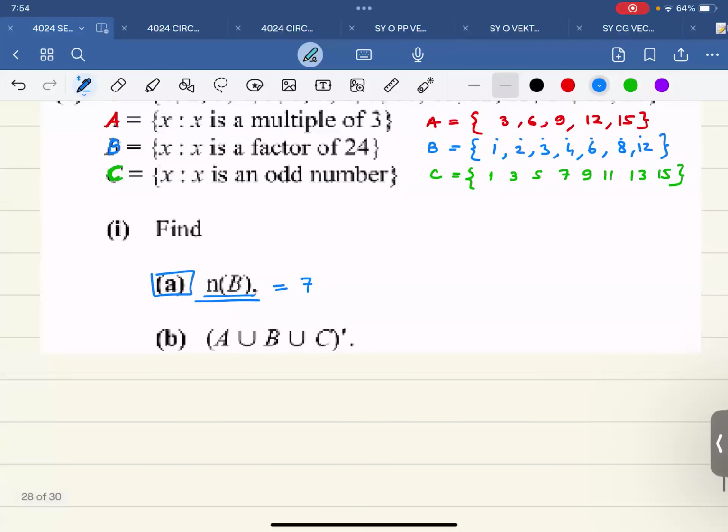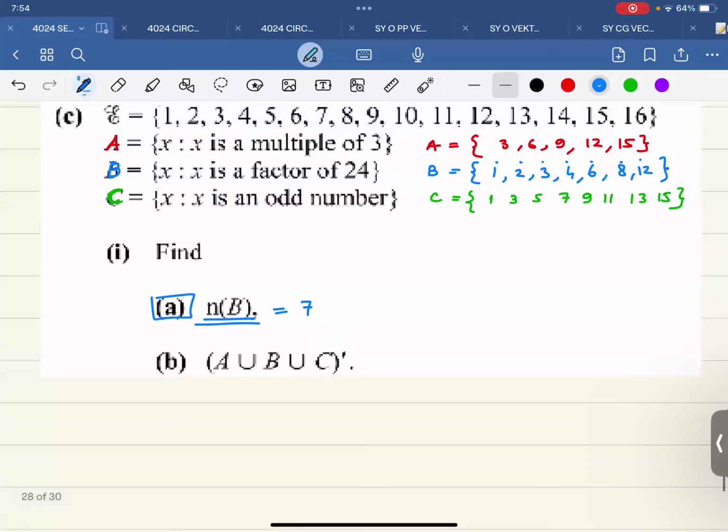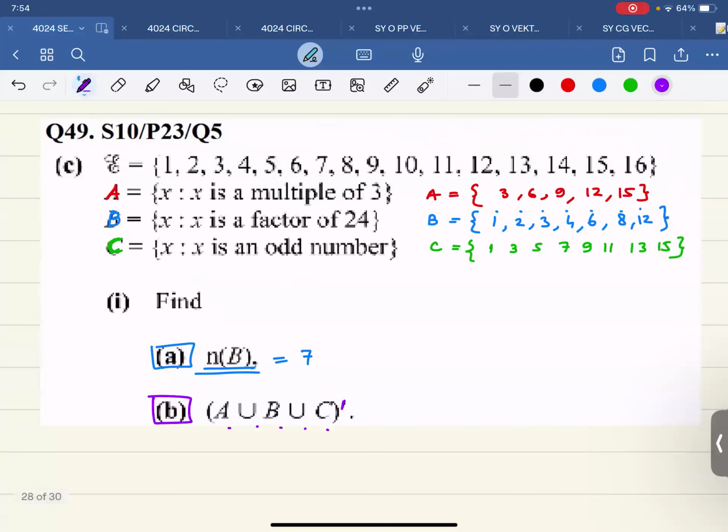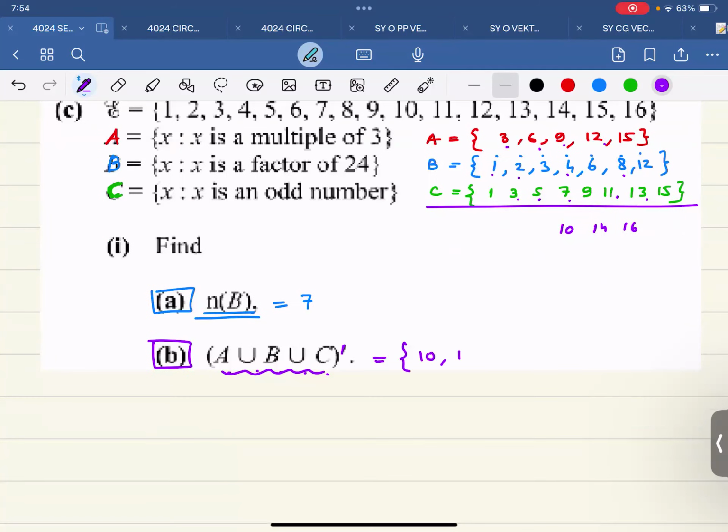And then what about this one? A union B union C, the whole thing complement. First of all, what's an A union B union C? We have 1, we have 2, we have 3, we have 4, 5 is there, 6 is there, 7 is there, 8 is there, 9 is there. I don't see a 10, so 10 is missing. 11 is there, 12 is there, 13 is there, I don't see 14. 15 is there, I don't see 16. So this is what's not in it. Everything else is in A union B union C. So this is 10, 14, and 16. That's the answer for this part.